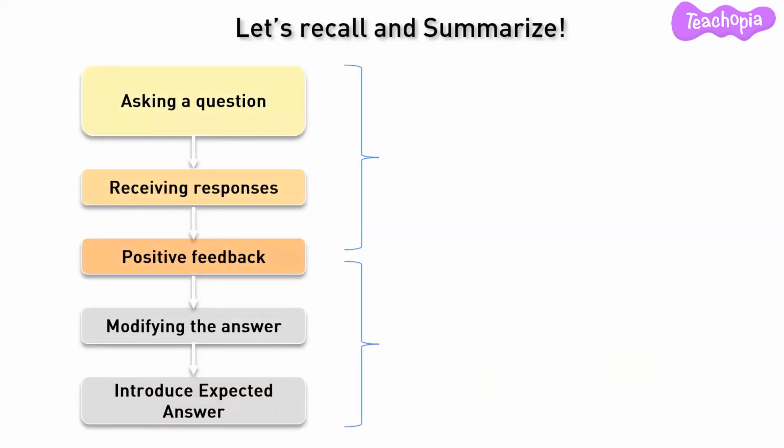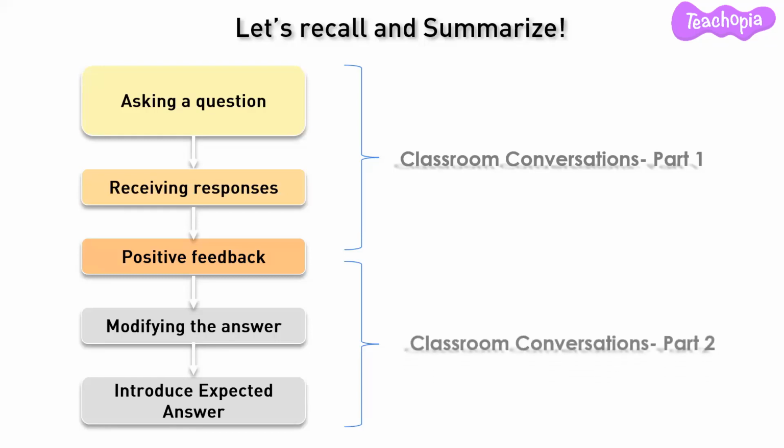So in part 1, we extensively learned about how to ask a question, receive responses, which is categorized responses based on how correct or incorrect they are. And we also learned to give positive feedback. But in today's session, which is Classroom Conversations Part 2, we again saw how to give positive feedback, modify the answer, and introduce the expected answer.